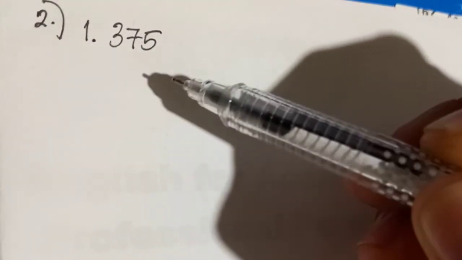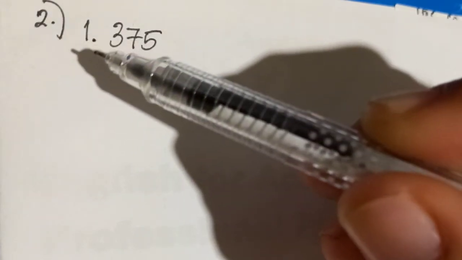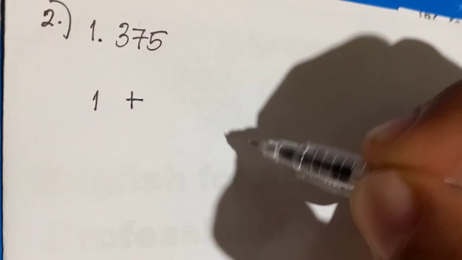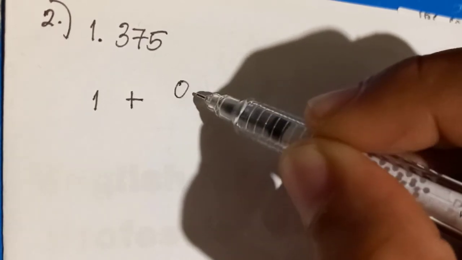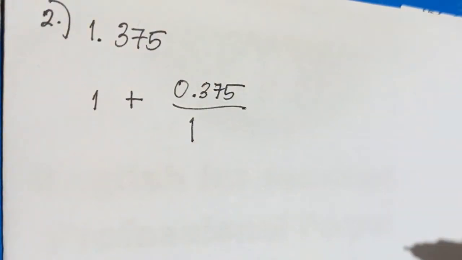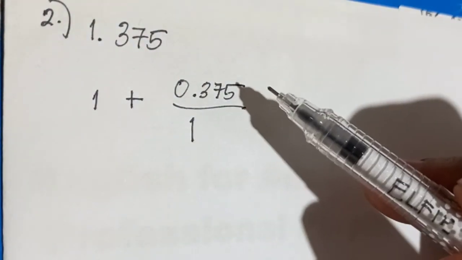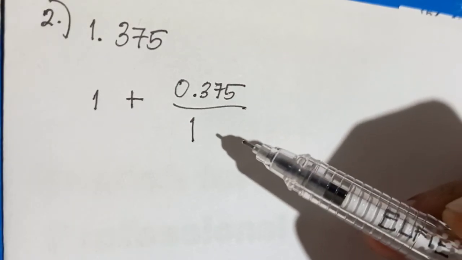Number 2 example, 1.375. In this example, you have a whole number 1. Just simply separate your whole number from the decimal number, with a plus sign. Then your decimal number will be your numerator: 1 plus 0.375 over 1. As a rule, your decimal number will be the numerator and the denominator will be 1.